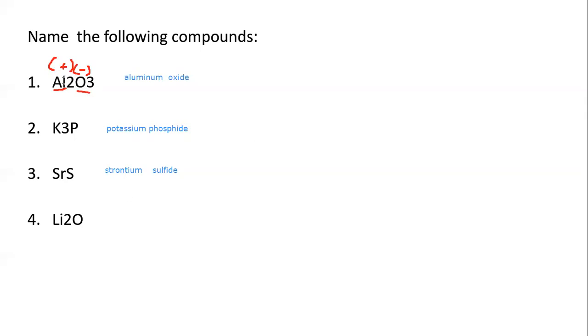Again, all of these metals are from either group 1, 2, or 3. So we don't have to include the charge of the cation because it only has one charge. Li2O, we have lithium, and then we have oxygen, which is the anion oxide. So this is all you do when naming ionic compounds that just contain cations from either group 1A, 2A, or 3A.